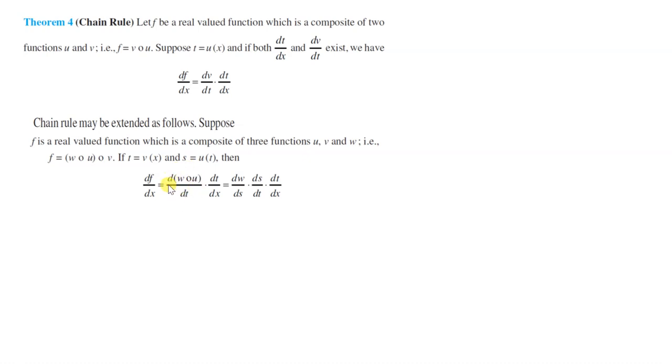here we apply the chain rule. So w is a function of s because v(t) is equal to s. So we can write it as dw by ds multiplied by ds by dt, because s is a function of t here, and w is a function of s, and t is a function of x. So we can write it as dw by ds multiplied by ds by dt multiplied by dt by dx.